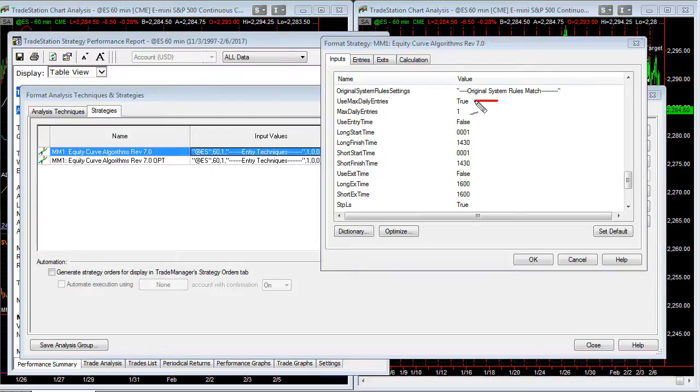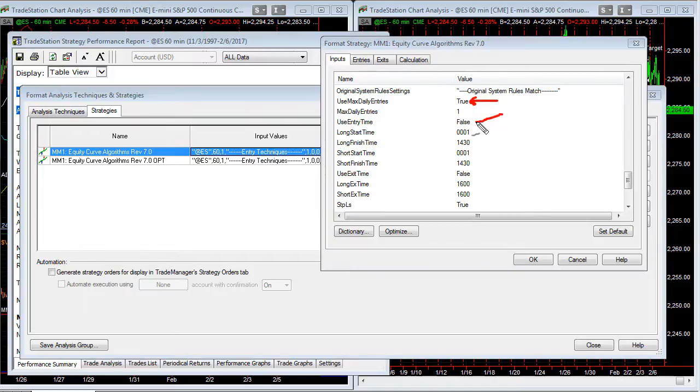You see the max daily entries. You can set that to true. You don't have to match your original system. You can change this up a little bit. If your original system had 3 max daily entries and in the algorithm you only wanted 1, you could do that. Or you could just set this to false. Use max daily entries could be set to false, and it would not matter what number you put here if this were set to false.